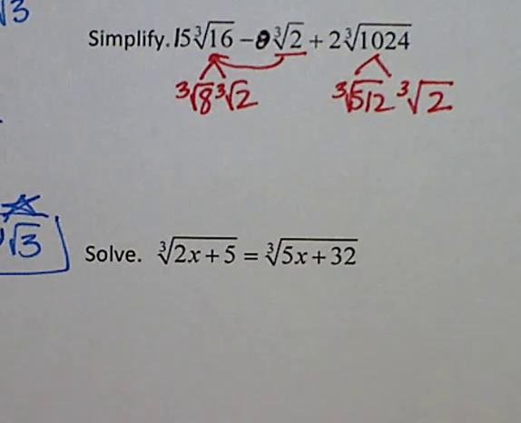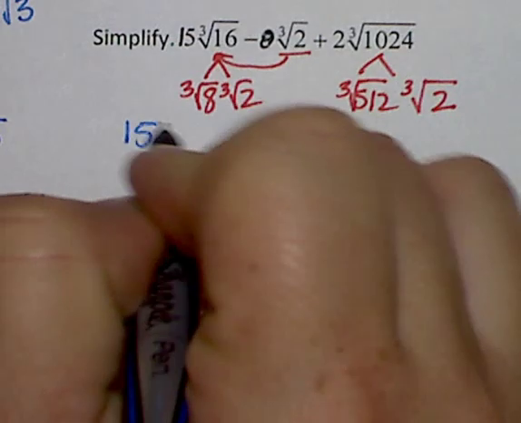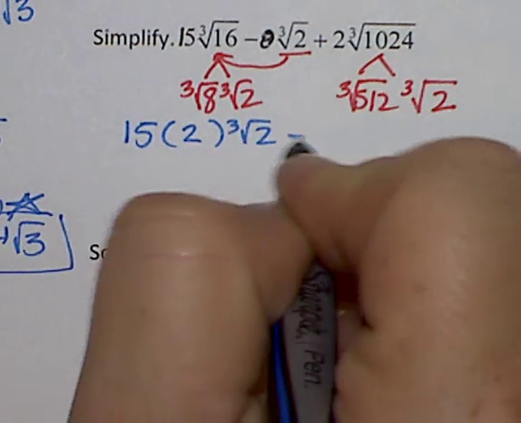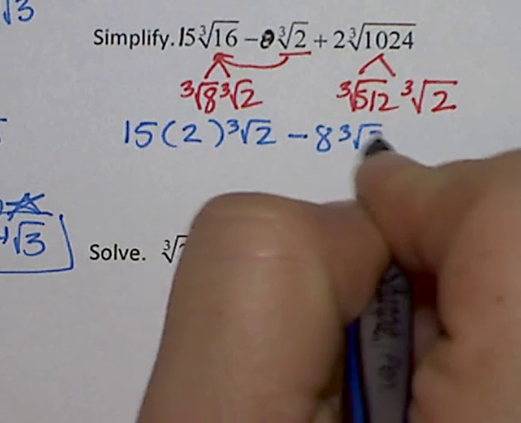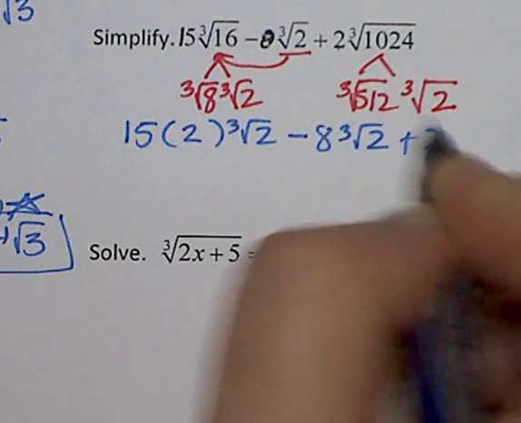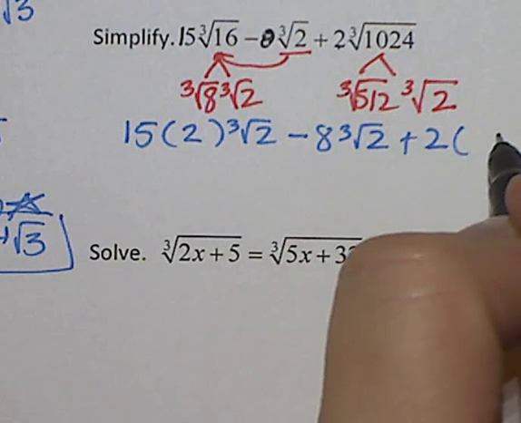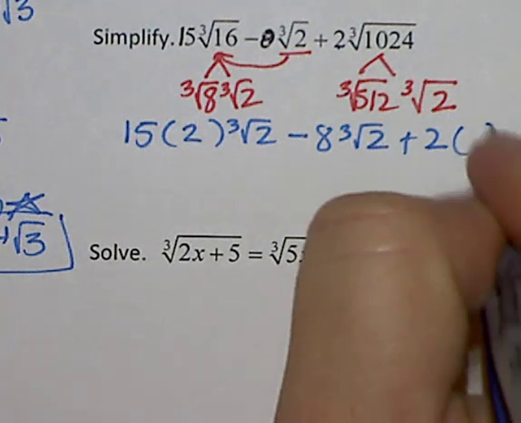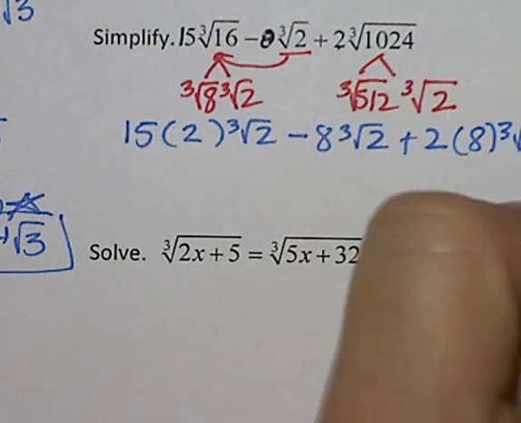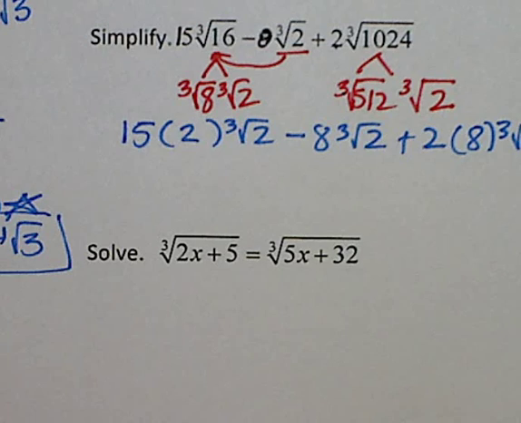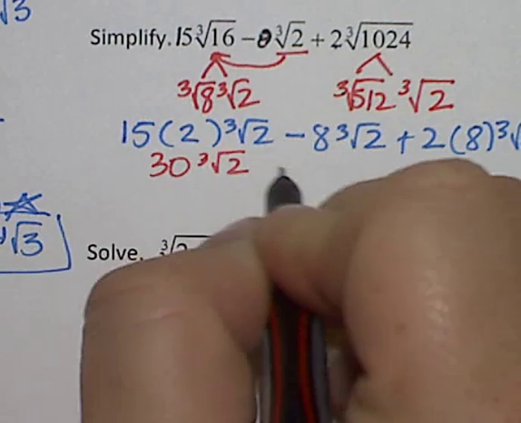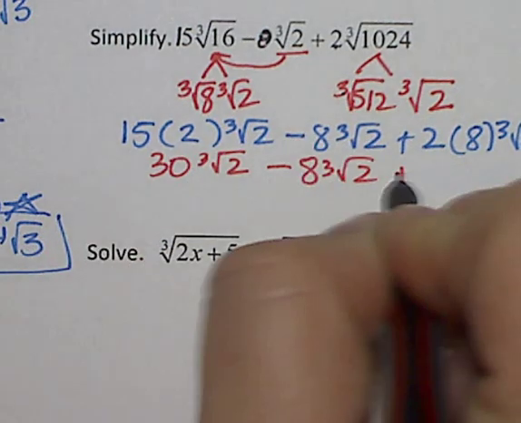Same steps here. Okay, now I'm going to go back, and I'm going to bring down this 15. So 15, and I know the cube root of 8 is 2. I'm going to bring down the subtract 8, cube root of 2, and bring down the plus 2. Can you please tell me what is the cube root of 512? I don't have that one memorized. Look at your chart. It is 8. Thank you. Now I'm going to multiply numbers that exist in front of the cube root of 2. 30 cube root of 2, minus 8 cube root of 2, plus 16 cube root of 2.